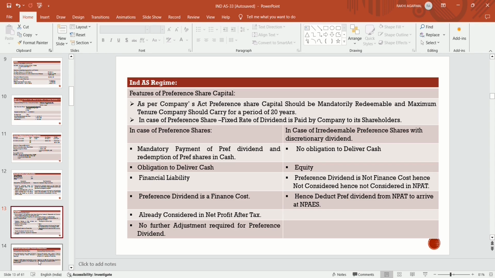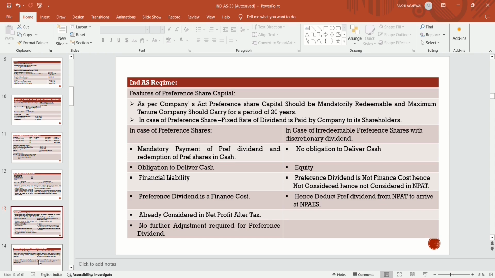In that case, the preference share is to be treated as a financial liability, and the preference dividend is treated as a finance cost. That finance cost is already debited in the P&L, so it is already considered in the net profit after tax. So no further adjustment is required for preference dividend. In case of redeemable preference shares, where there is an obligation to deliver cash, and the dividend is already considered in the net profit after tax, no further adjustment is required for reducing the preference dividend.